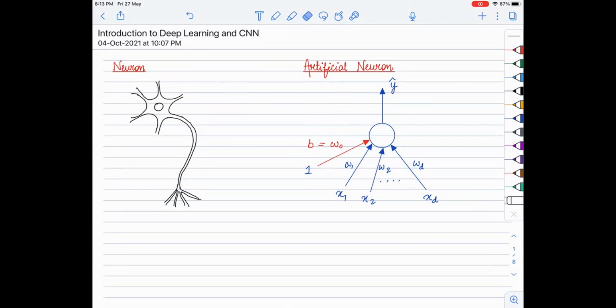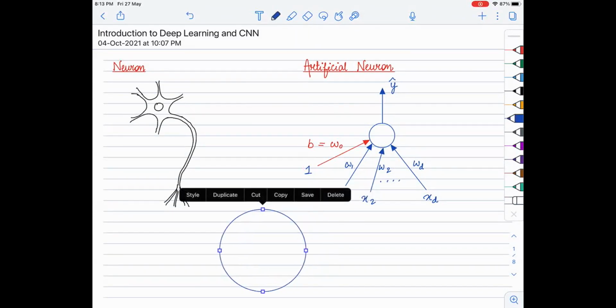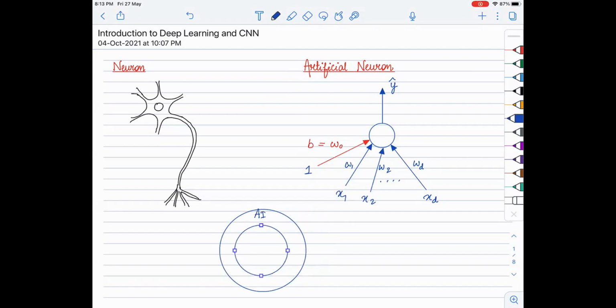Deep learning. I had already told you that deep learning is a part of machine learning. I hope you all recall this diagram where you have AI, then inside that you have ML, and inside that you have DL, deep learning.